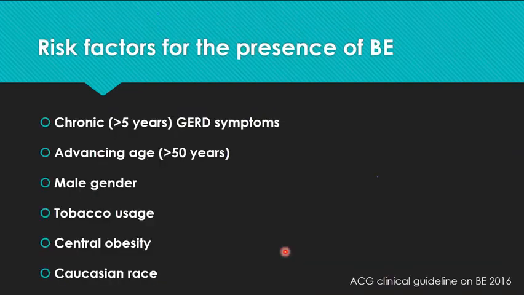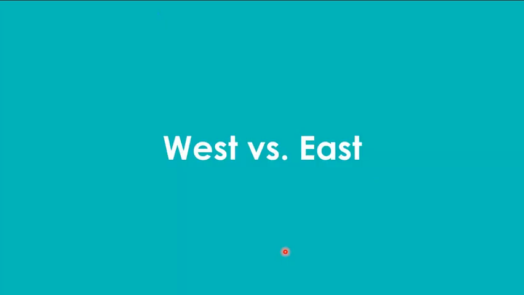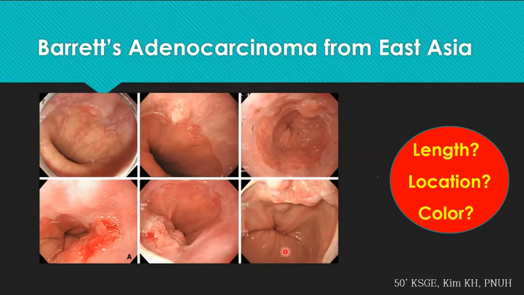Yes, there are some risk factors, and some Barrett's may go to early esophageal adenocarcinoma like this. East and West are quite different. This is a Korean case of Barrett's adenocarcinoma. Interestingly, it's not a long segment; mostly, about 80% are short segment. So we are struggling with the length, location, and color issues.